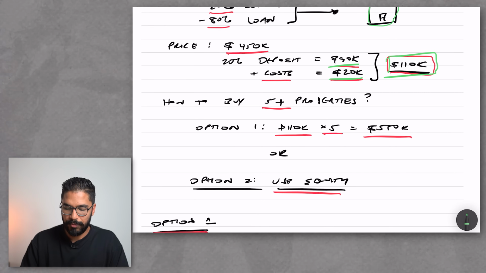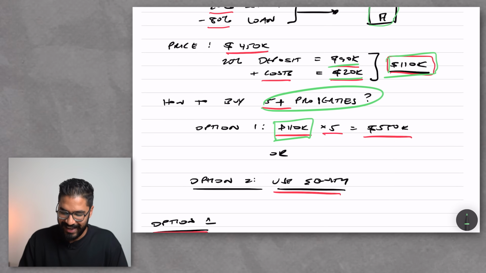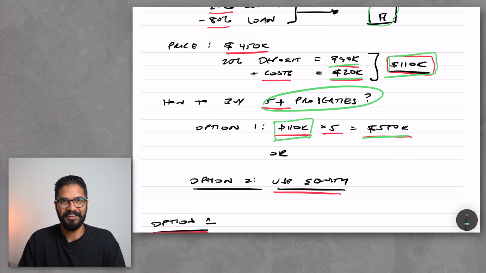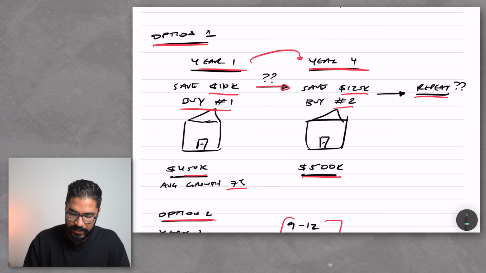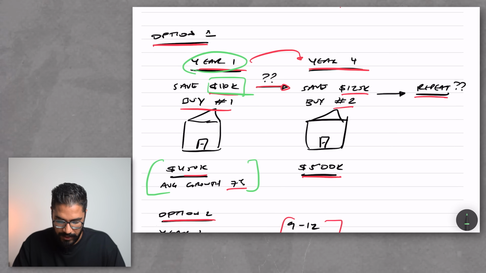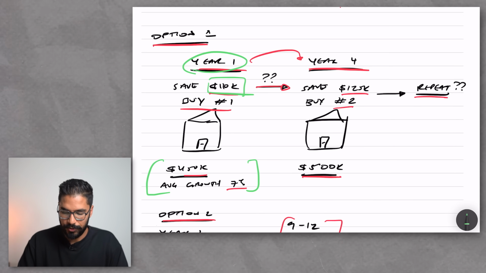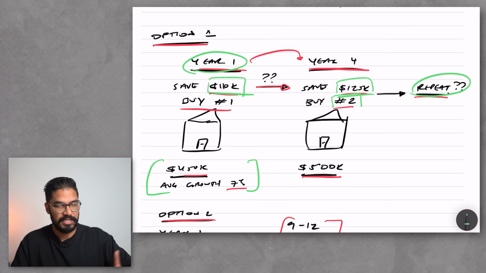Now, how would you go about buying 5 properties? You would go option 1, I simply go out and save $550,000 and buy 5 properties. Yeah, $500,000. Good luck. Or we can use equity. And I'm going to show you exactly what that means. Now, option 1 is that in year 1, you go and save $110,000. You'll buy one of these properties at an average growth rate, say of 7%. Now, in year 4, what you would do is save $125,000 and you would buy your second property, which is basically repeating the process every couple of years.